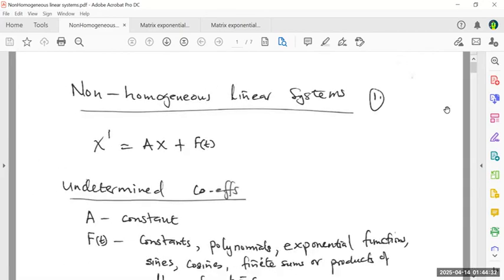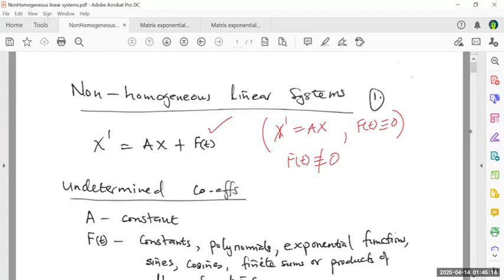Right, we were dealing with homogeneous linear systems where we would just have this system and we said f of t is identically equal to 0. So these were the homogeneous systems. Now, in this case, we are saying f of t is not 0. So we now have a non-homogeneous system. That f of t will then make the system non-homogeneous.